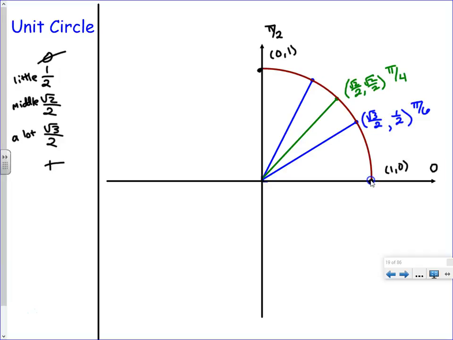How about the last one? Ooh, this is a big slice. There's 1, there would be 2, and there would be 3. How much out of a calzone is he? A third. Over a little, over a lot, or over somewhere in between? Over a little, and up a lot. So over a little, 1/2. Up a lot, root 3 over 2. Oh, sweet, there we go, first quadrant.